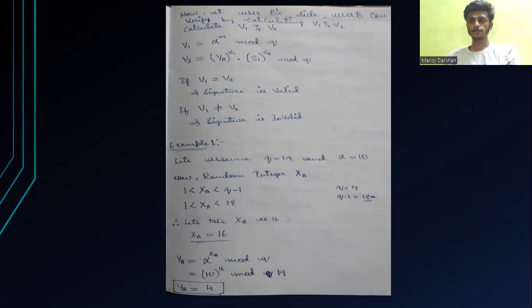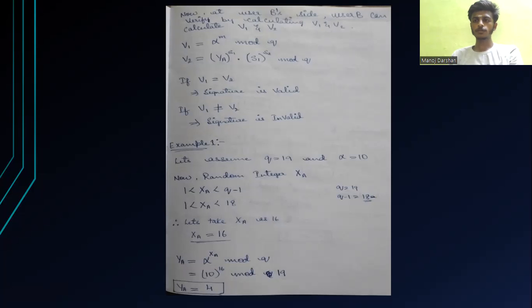Now, let me explain briefly with an example. Let's assume that q is equal to 19 and alpha is equal to 10. Then we need to generate a random integer XA such that XA is greater than 1 and less than q minus 1. We have q equal to 19, so q minus 1 is equal to 18. And let's assume that XA is equal to 16 because XA is less than 18 and greater than 1.